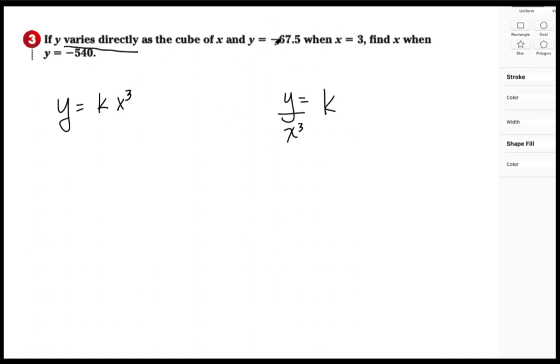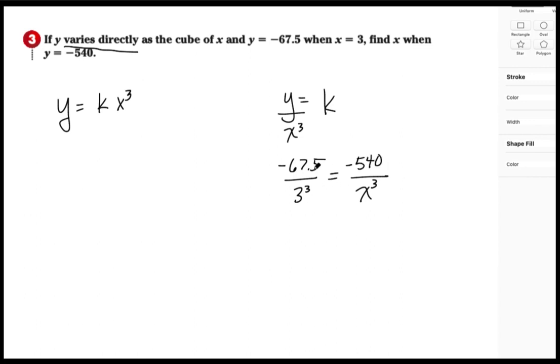Y is equal to negative 67.5 when x is equal to 3, so that's 3 to the third power. And we're going to find x, or x to the third power. We want to find x when y is equal to negative 540.